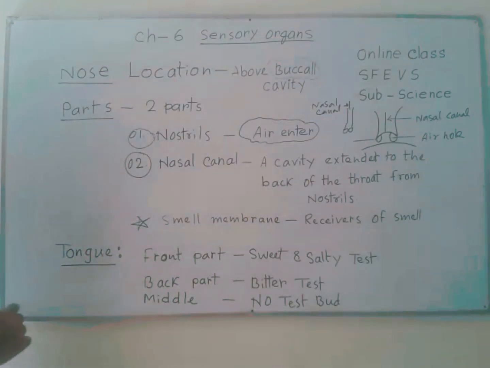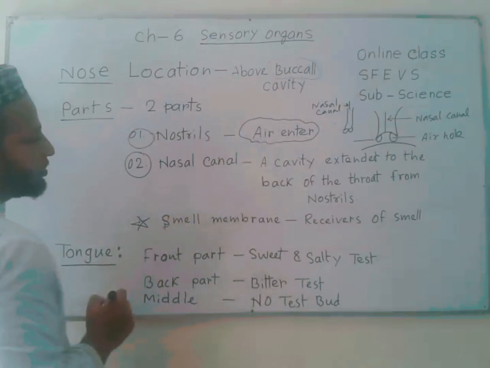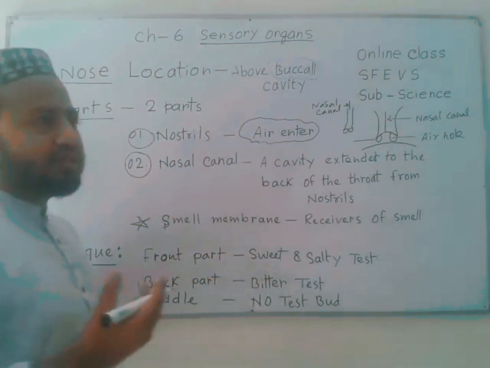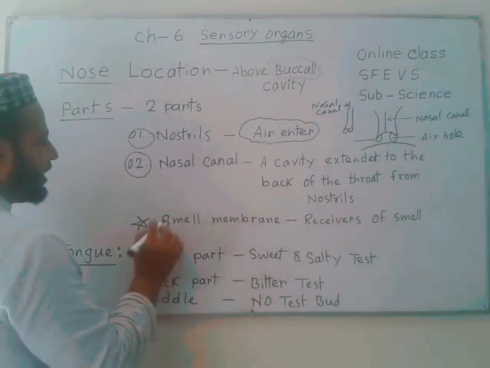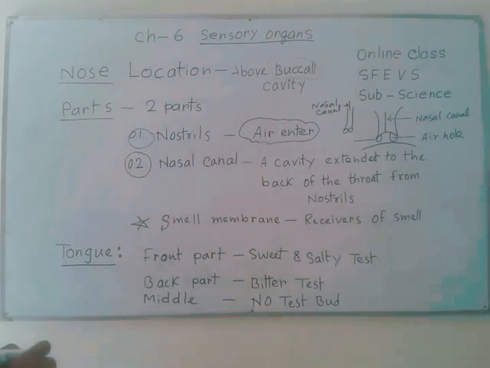Then in the nose there are some smell membranes. A few smell membranes are situated in the nose. These smell membranes are called the receivers of smell. So when air enters, if it has an aroma, then you can feel it. If it is a bad odor or a good smell, you can feel it through these smell membranes.